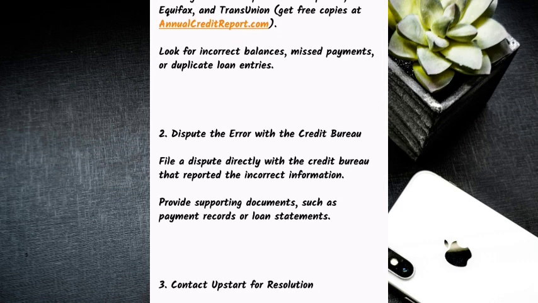Next, you can dispute the error with the credit bureau. File a dispute directly with the credit bureau that reported the incorrect information, and provide supporting documents such as payment records or loan statements to back that up.